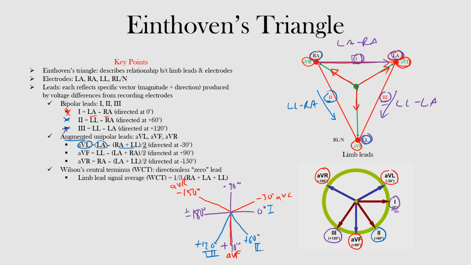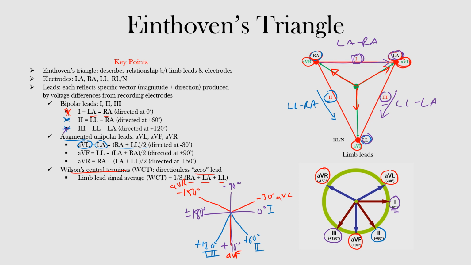Now lastly, we have something called the Wilson's central terminus, which is sometimes referred to as the directionless zero lead. This is because it is the average of the signals coming from the limb leads. It is calculated by adding all the voltages from the right arm, the left arm, and the left leg, and then dividing it by 3. So you can see here the Wilson's central terminus, which is sometimes called the directionless zero lead. We get that by taking the average of the limb leads, right arm, left arm, left leg, and then doing 1/3 of that, or dividing it by 3.